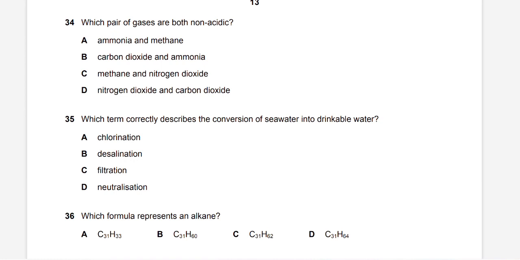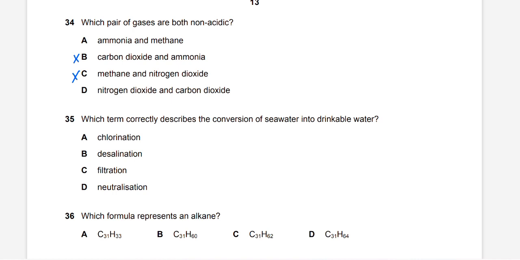Which pair of gases are both non-acidic? Ammonia, basic, methane. It's not acidic. Carbon dioxide is acidic and ammonia is basic, so that option is incorrect. Methane is not acidic, but when you see nitrogen dioxide, nitrogen dioxide is acidic. That's why it causes acid rain.